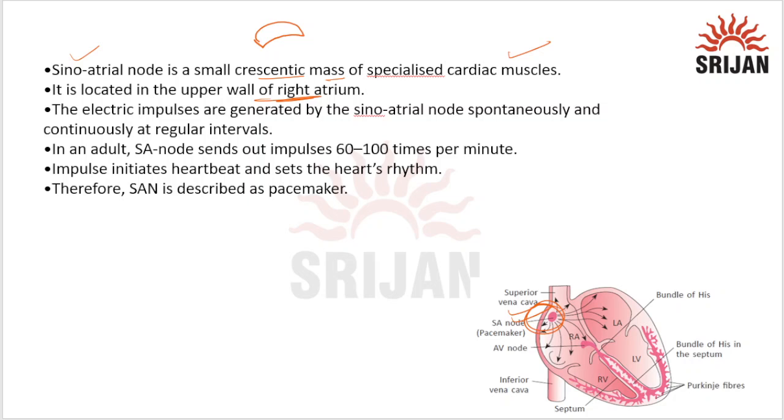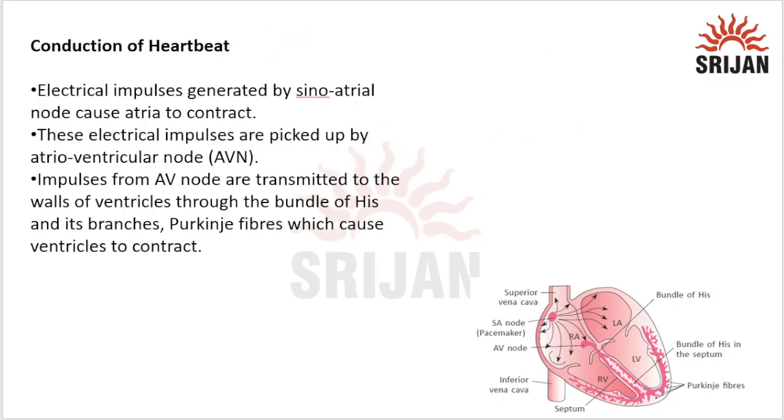The electrical impulses are generated by the SA node. We have already discussed, it is the pacemaker, and this is spontaneous and continuous at regular intervals. Continuously, that is why we are getting 72 beats per minute. In an adult, the SA node sends out impulses 60 to 100 times per minute. The impulse initiates the heartbeat, sets the heart's rhythm. Therefore, the SA node is described as the pacemaker.